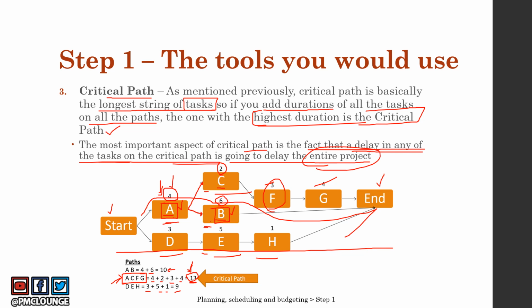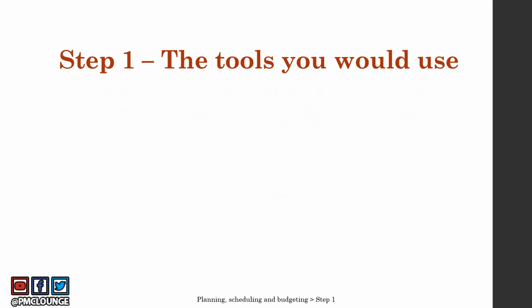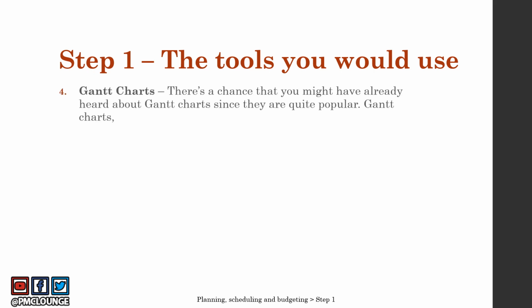Let's move on to the next tool that you can use for estimation. After discussing the work breakdown structure, the project logic diagram, and the critical path, the fourth and final tool that you need to be aware of for your planning, scheduling, and budgeting is Gantt charts.